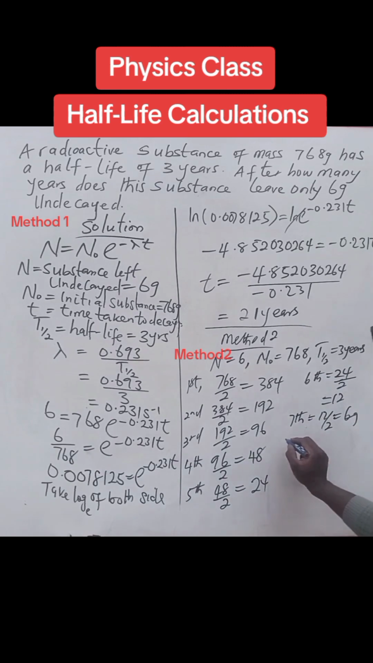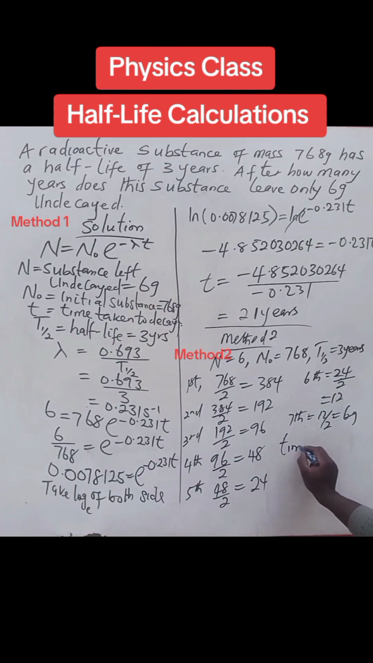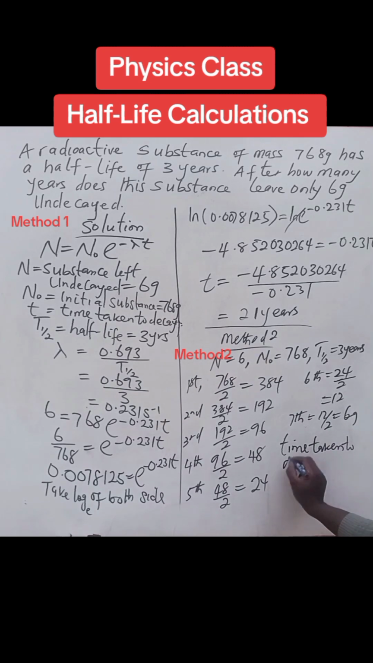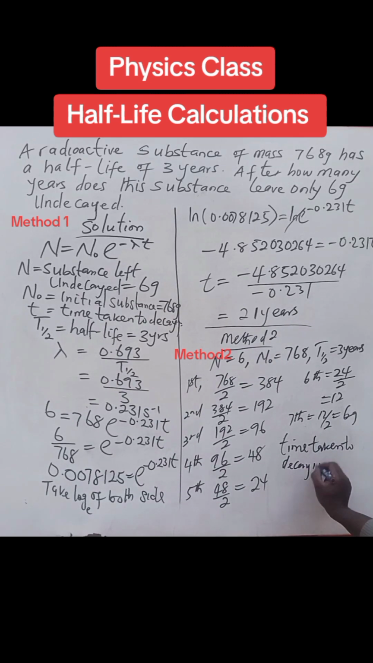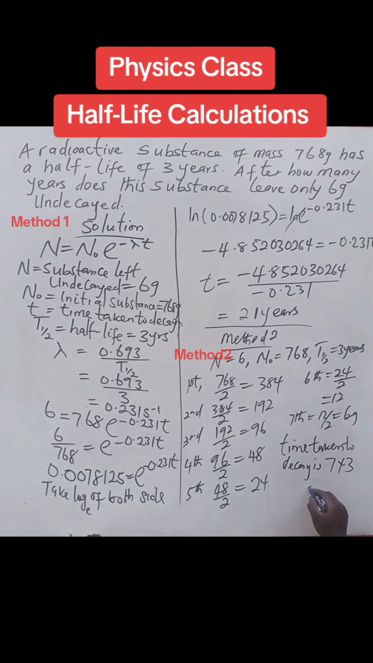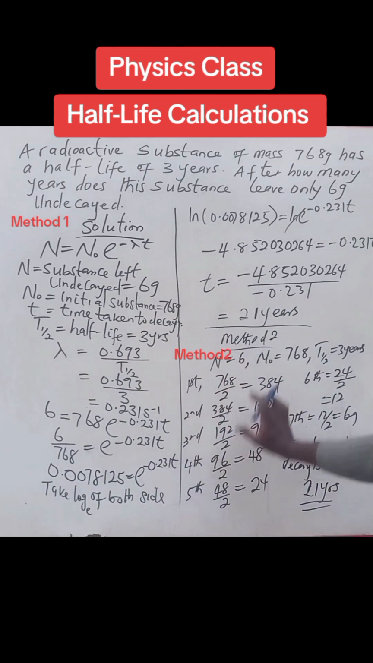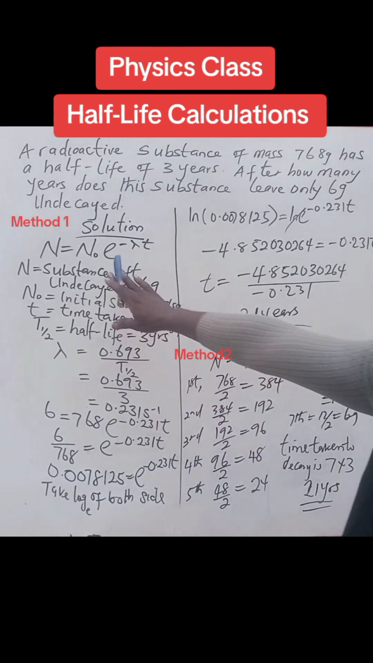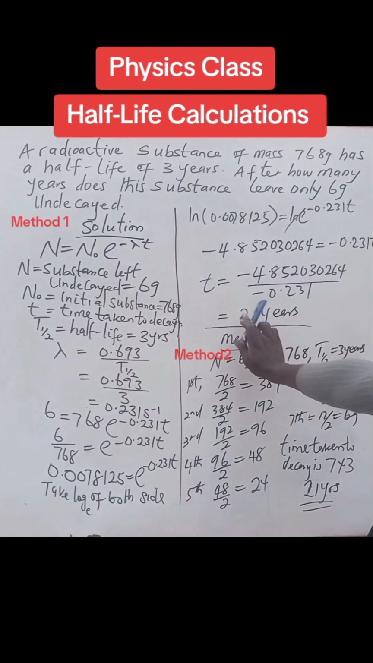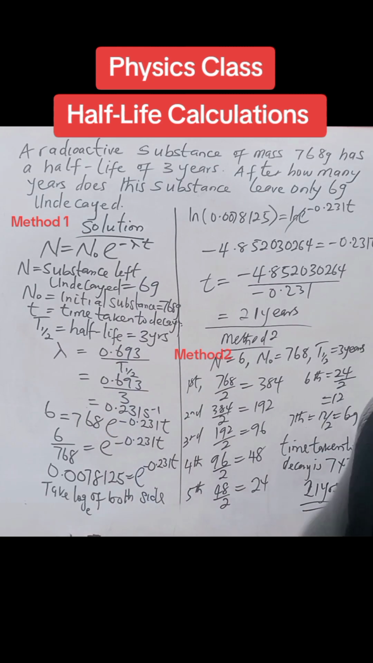So the time taken to decay is 7 times the half-life. The half-life is 3 years, which gives 21 years. So you can compare it: 21 years, 21 years. This is for multiple choice. If you are working on multiple choice, you quickly get your value. But if you are working with a theory question, the first method is what you will use in solving it.